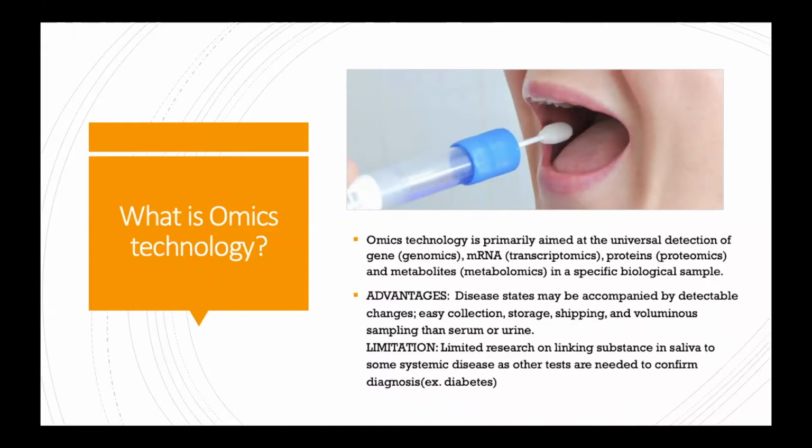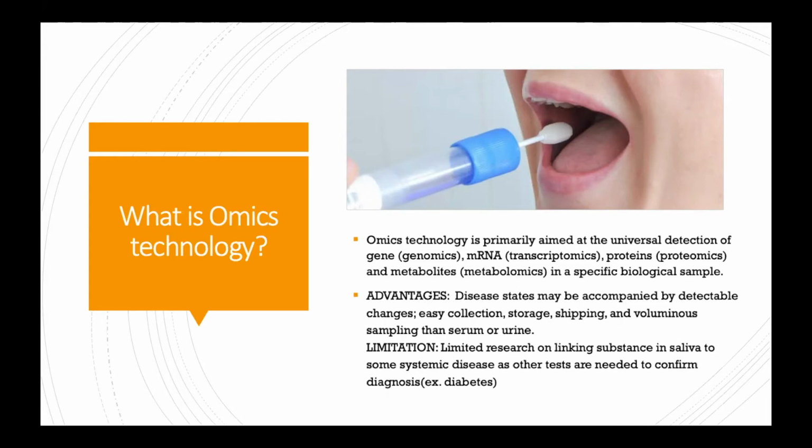So what are the advantages of this omic technology? Disease states may be accompanied by detectable changes. It is easily collectible. Storage is really easy, shipping is easy, and voluminous sampling is possible compared to serum or urine. So it has many advantages over blood testing or urine sampling.